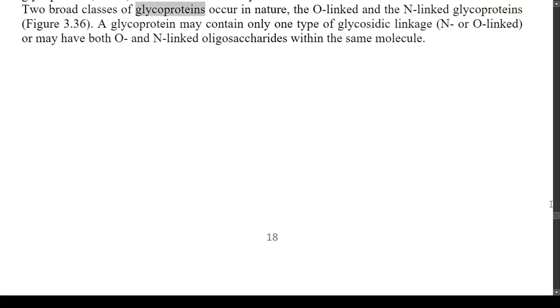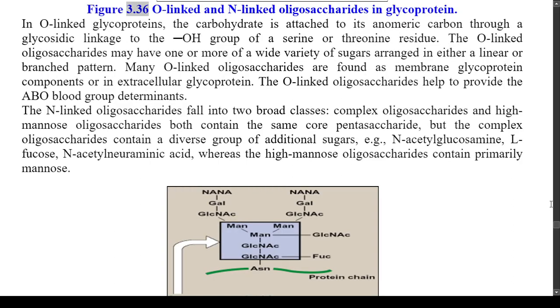Two broad classes of glycoproteins occur in nature, the O-linked and the N-linked glycoproteins, Figure 3.36. A glycoprotein may contain only one type of glycosidic linkage, N- or O-linked, or may have both O- and N-linked oligosaccharides within the same molecule. Figure 3.36 O-linked and N-linked oligosaccharides in glycoprotein. In O-linked glycoproteins, the carbohydrate is attached through its anomeric carbon by a glycosidic linkage to the O group of a serine or threonine residue.